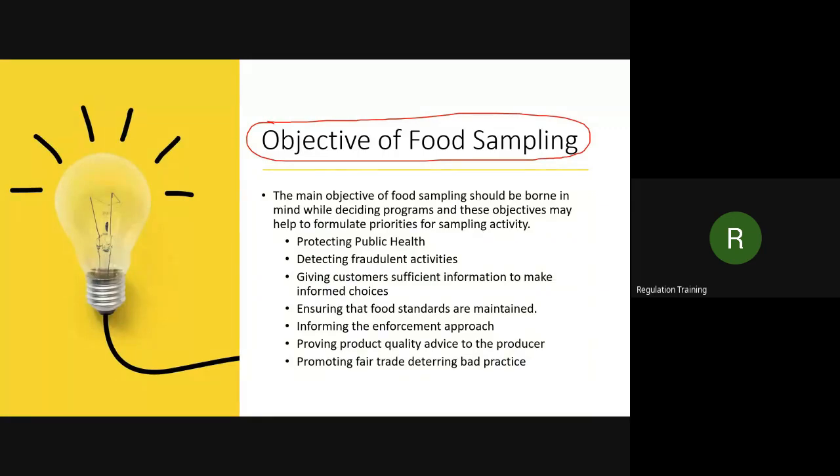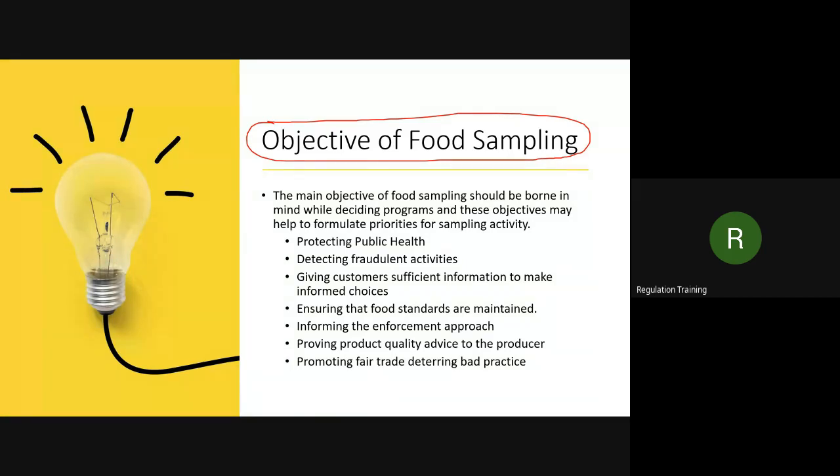Now, objective of the sample means now you have invested a lot of money. So what do you want to achieve and how are you going to achieve it? Okay, so the main objective of the food sampling should be borne in mind while deciding the program. Means when you are doing sampling, these things should be in your mind. All these things, whatever is listed there, should be in your goal.